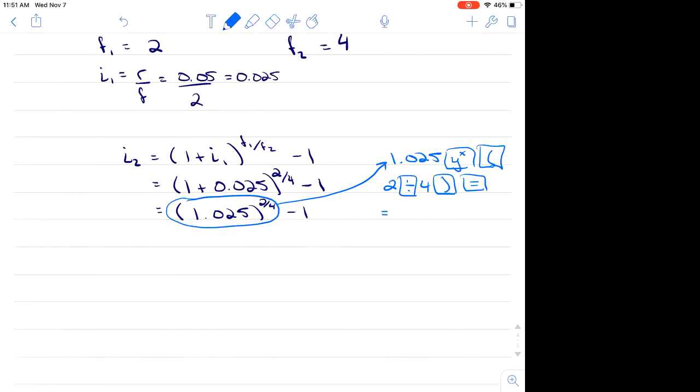But I get... no, that can't be right. What did I do here? 1.025, oops. 1.025 to the power of 2 over 4. There we go. It has to be 1.012422837. So make sure that that's what you're getting.